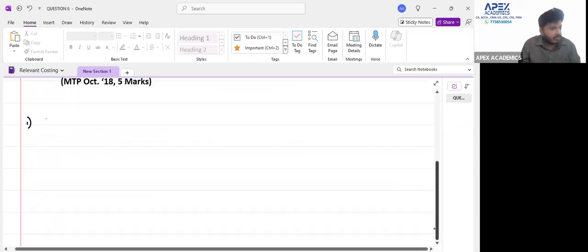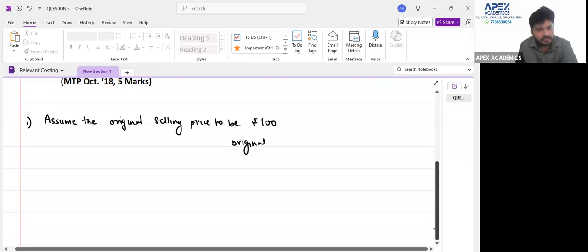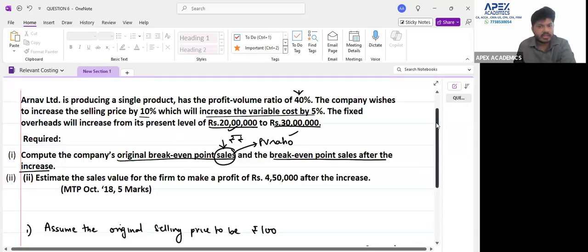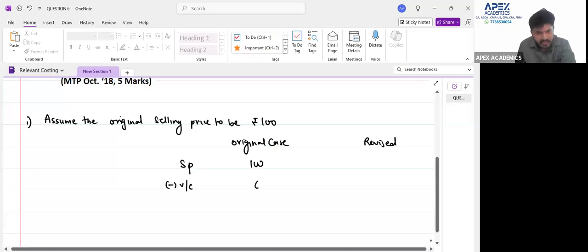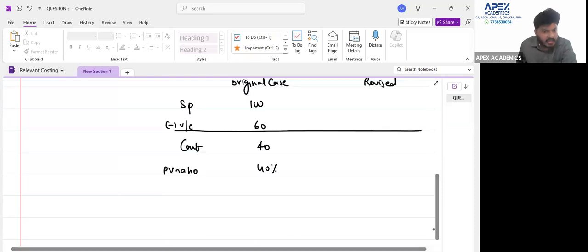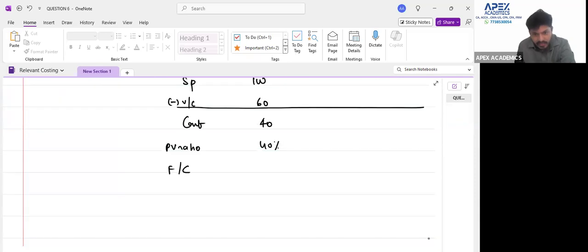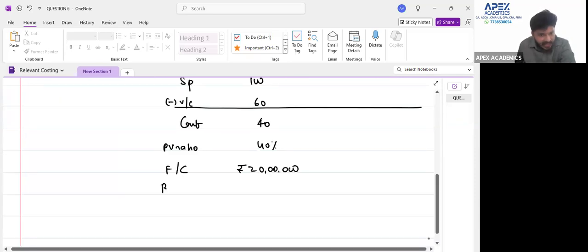बहुत इजी है। नंबर वन, assume the original selling price to be ₹100। तो यहां पर मैं ओरिजिनल केस लेता हूं, और यहां पे लिखूंगा रिवाइज्ड केस, पर रिवाइज्ड केस पर बाद में आऊंगा। ओरिजिनल केस, सेलिंग प्राइस 100, पीवी रेशो कितना है? 40%, ओके। सो वेरिएबल कॉस्ट 60, तो कंट्रीब्यूशन 40। एनी डाउट्स, एनी क्वेश्चंस? सर इस पर्टिकुलर सिनारियो में हमारा पीवी रेशो 40% है। फिक्स्ड कॉस्ट कितना है? फिक्स्ड कॉस्ट इज एट अ प्रेजेंट लेवल ऑफ 20 lakh rupees। ब्रेक इवन सेल्स 20 lakhs divided by 40 percentage.